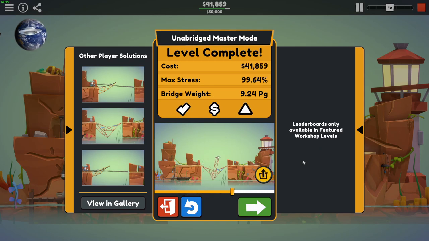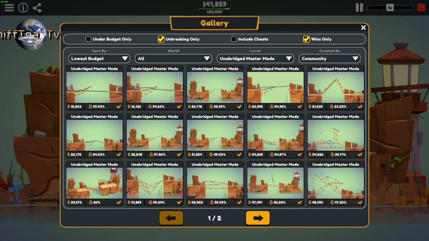I'm not expecting this one to be very high up. 41,000. Oh, we're on the first page. That's good. There it is. On the first page. I'll take that.